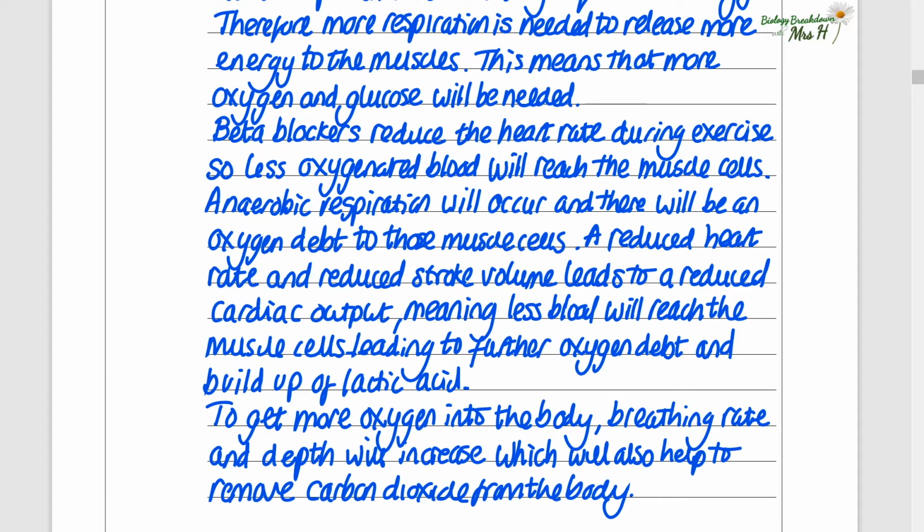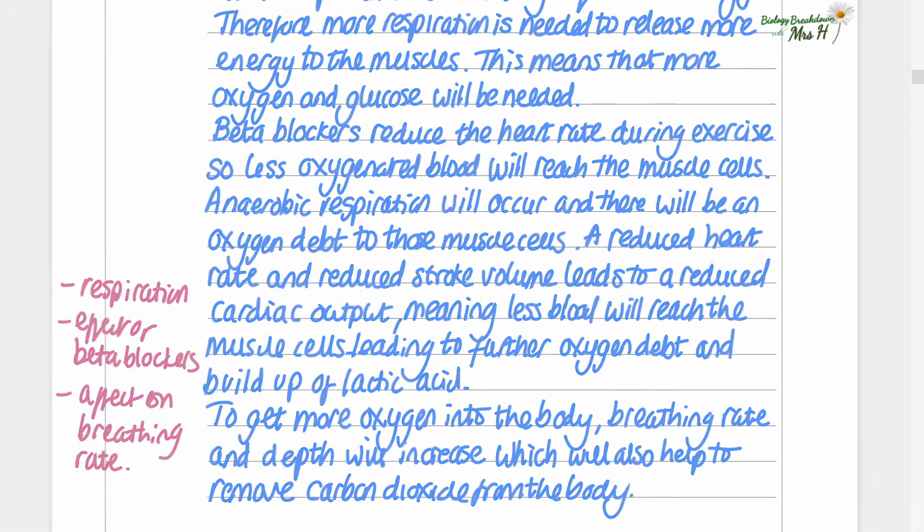Now, to get the 6 marks, there are 3 key areas you need to have mentioned in your answer, which we have, but I've written them down so you remember. You have to have mentioned respiration, the effect of the beta blockers, and the effect on breathing rate.